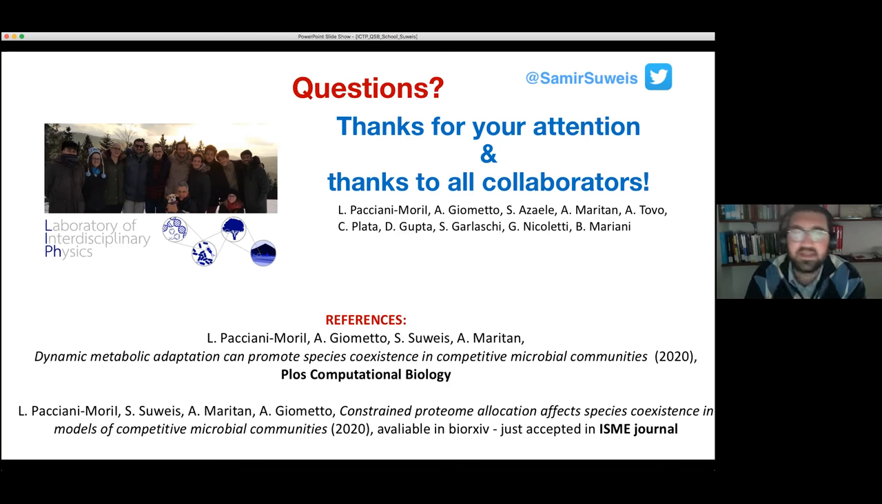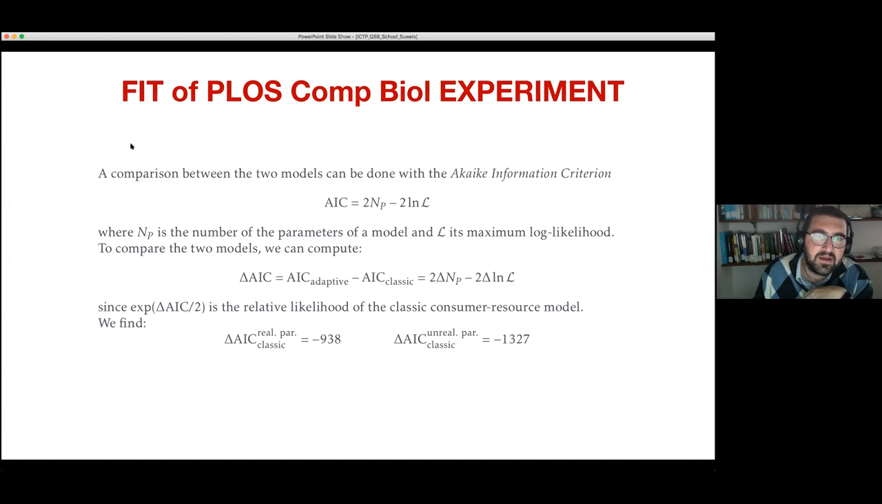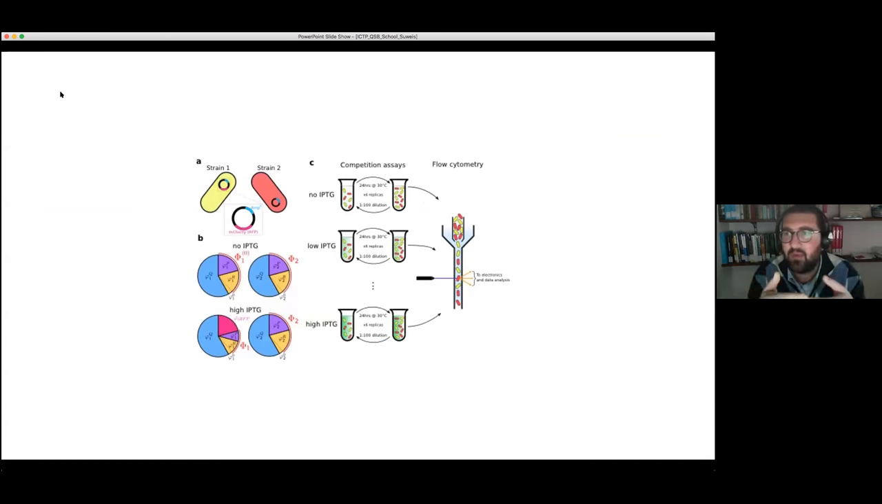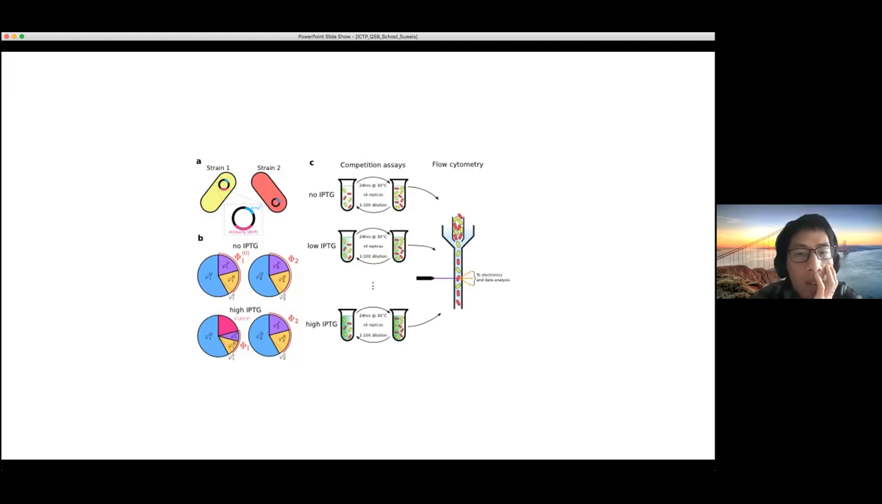That's what we did in the experiment with Leonardo. We cultivated two strains, and one of the strains was producing a useless proteome, allocating proteome to proteins not useful for the resources in the medium in which the species grew. And in fact, we saw that this leads to a competitive advantage in a quantitative way, as expected by the model. Yeah, thank you, Samir.